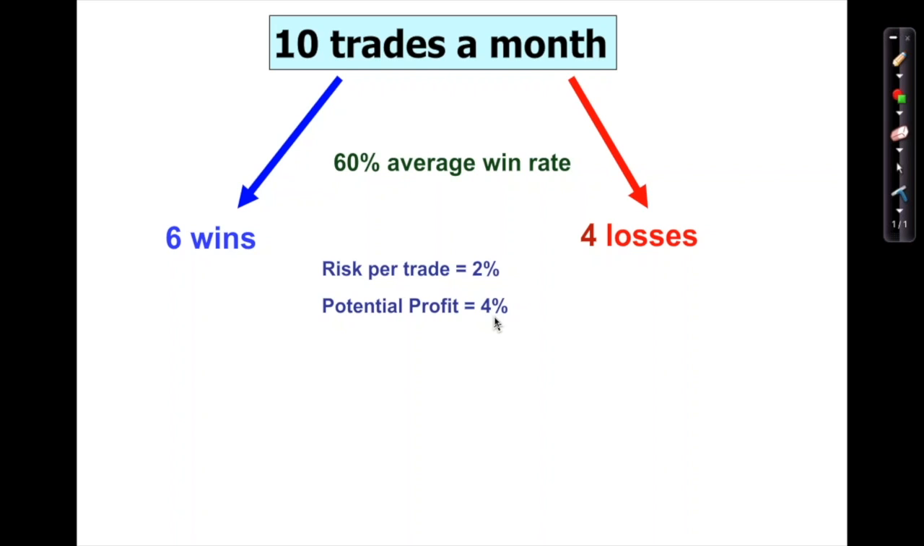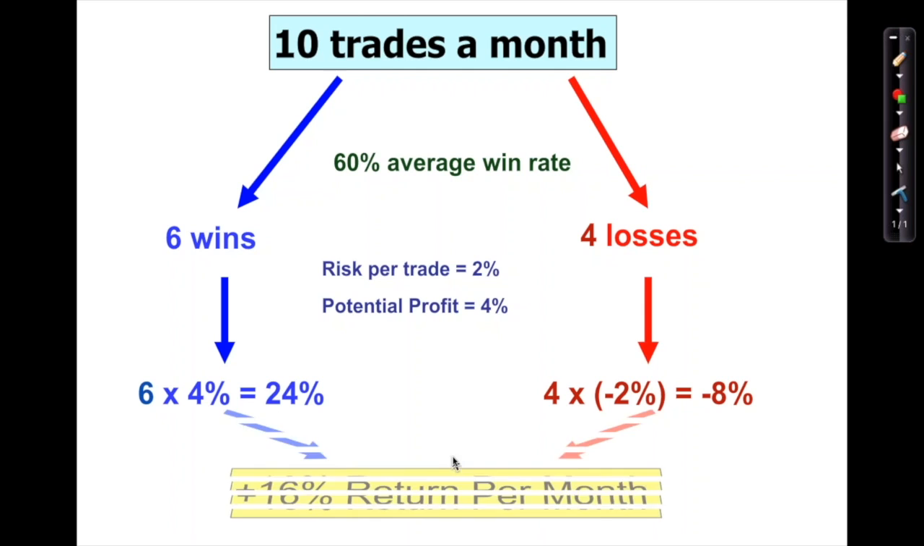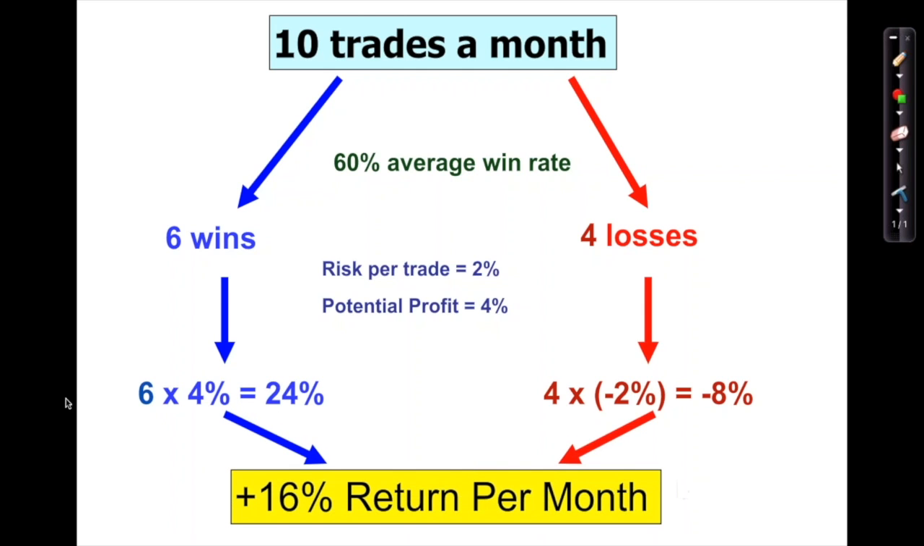Now let's give you a 4%. Which means that for the 4 losses, we will lose 8%. For the 6 wins, we will win 24%. Net, we make 16% return per month. All right.